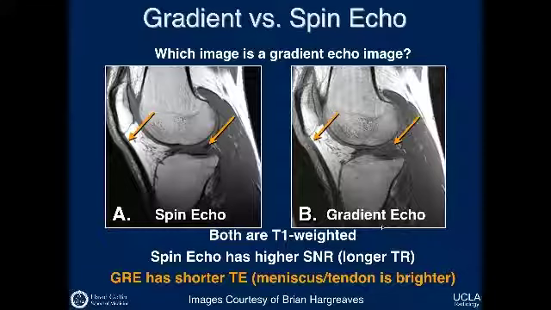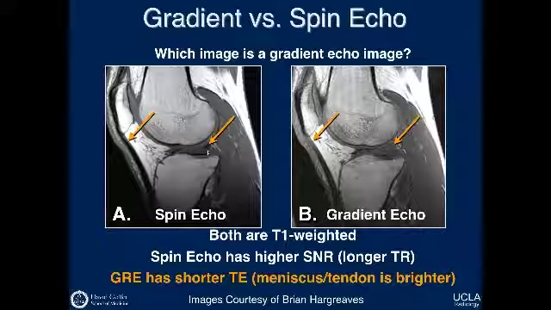Gradient echo images have really short echo times, much shorter than the spin echo sequence in general. And so signals that tend to decay really quickly, in this case from the PCL to meniscus and to patellar tendon, these signals are not substantial. But if you compare it to the spin echo image, the spin echo image has a longer echo time, and those tissues tend to decay and disappear and be gone.